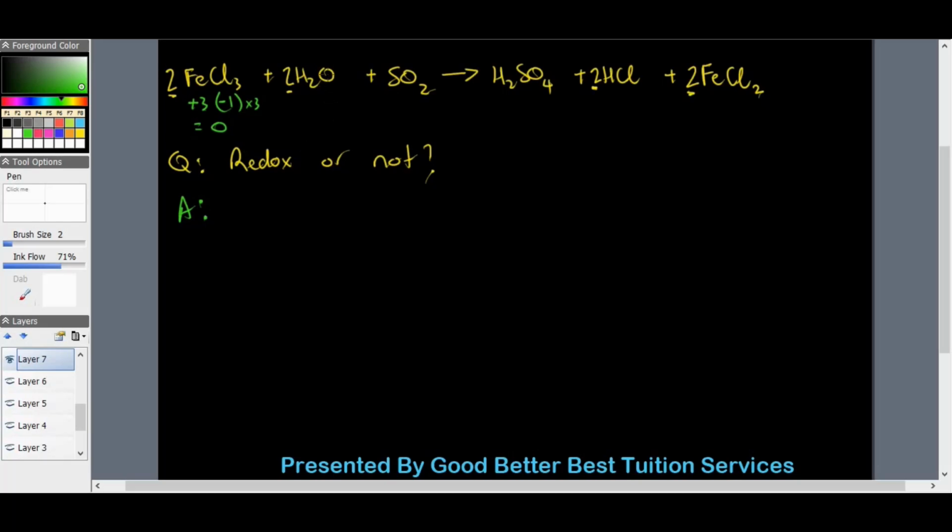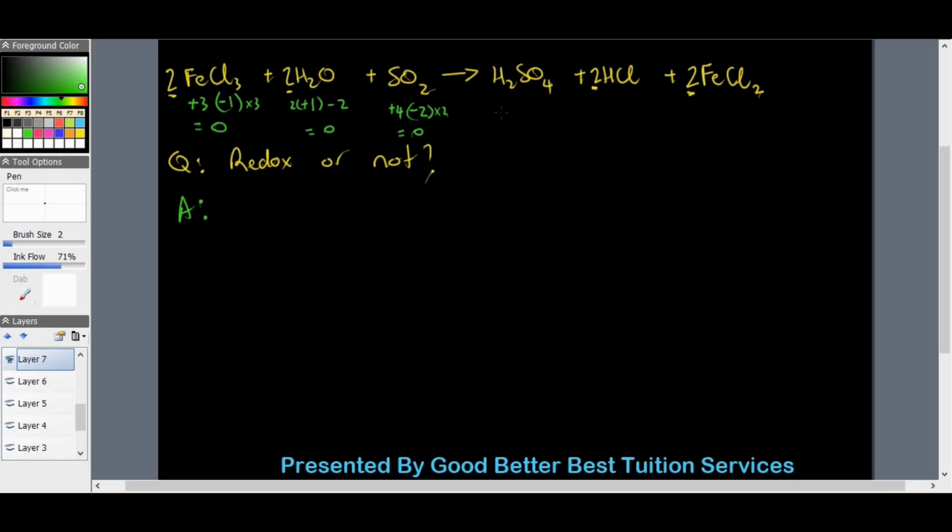Water, the oxygen element is always -2. Hydrogen is always +1. Okay, and I have 2 hydrogens. Therefore, I know I'm going to get 0. +2 minus 2 gives me 0. Oxygen is always -2. Yes, I know I have 2 of them. Okay, so if I have 2 of them, I get -4. Therefore, the oxidation number of sulfur in SO2 must be +4 to give me 0.